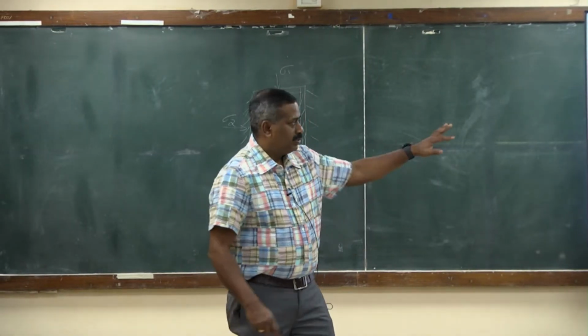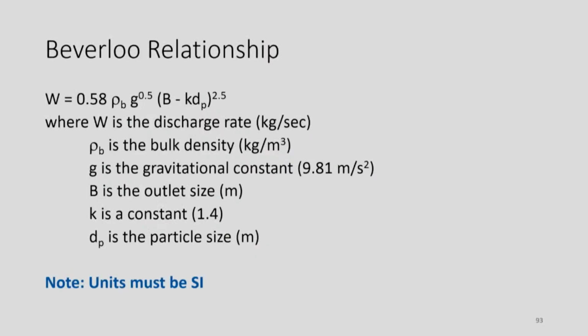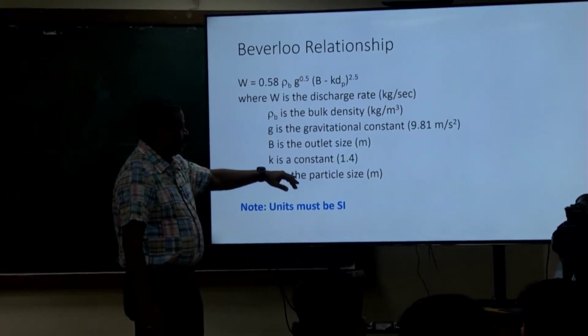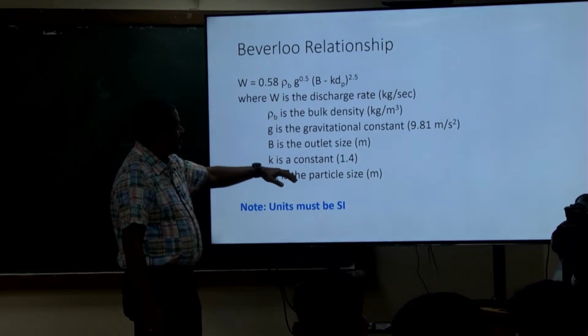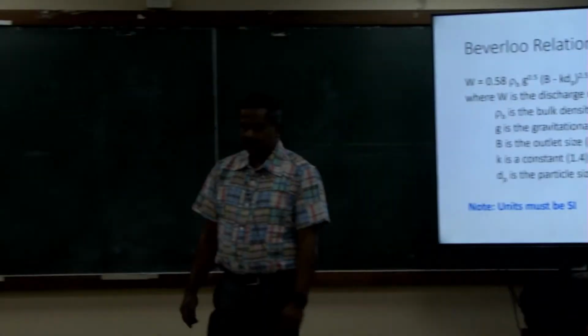Then using those relationships will be difficult. Almost, I'm not going through those equations. The only difference is that for the Beverloo relationship, the units must be in SI units. Only then does that equation work. He developed it using SI units, so you'll have to use kilograms, meters, etc. So from the outlet size, the constants, and the diameter of the particle, you can get the discharge rates.